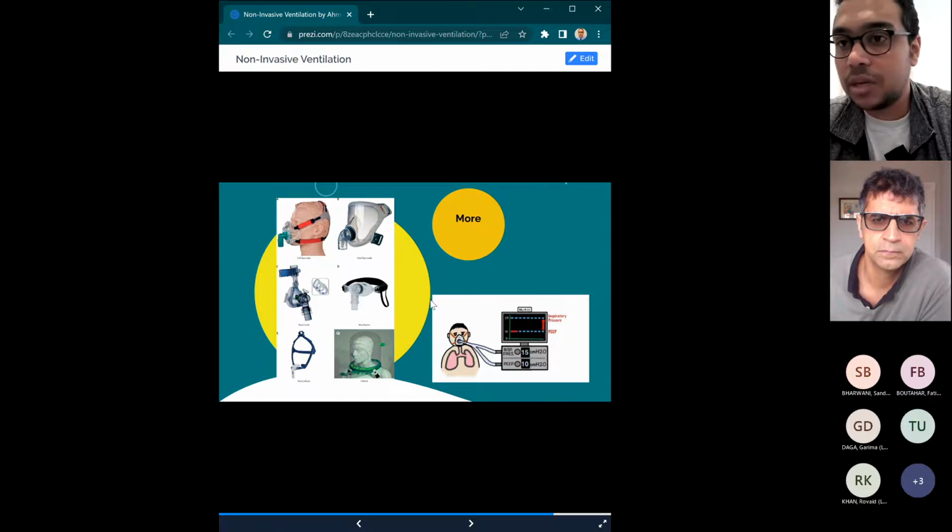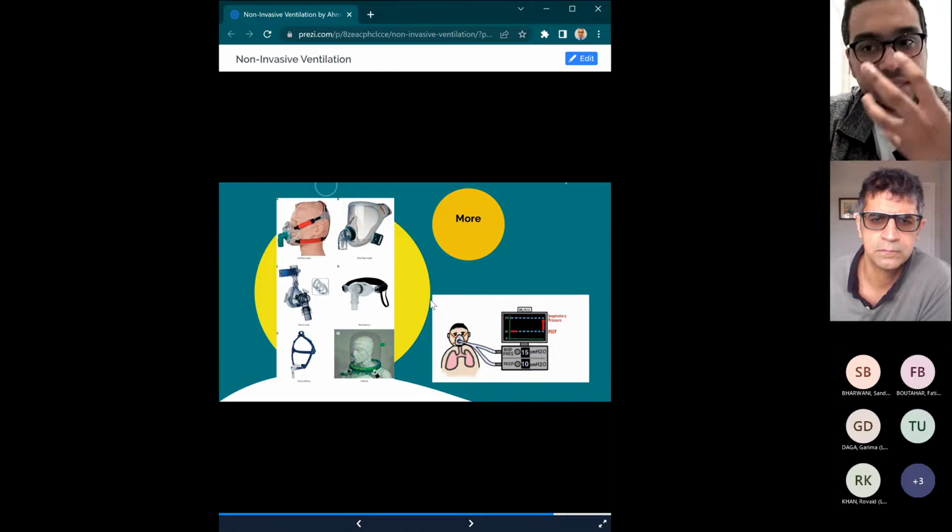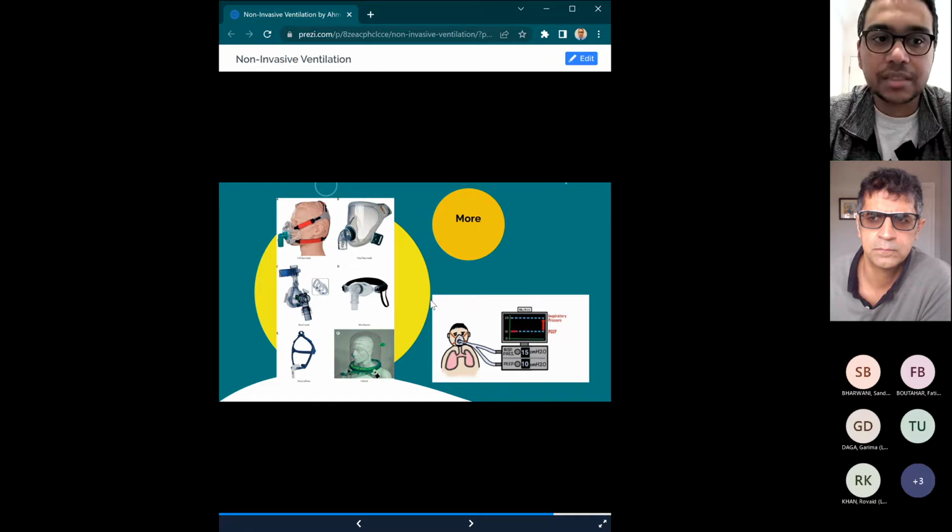Usually in ICU, what I have seen used is the nose and mouth mask, but there are a lot of variations in the mask we use for the patient. We can use the full face mask, or the hood, which is a complete hood on the face or the head.